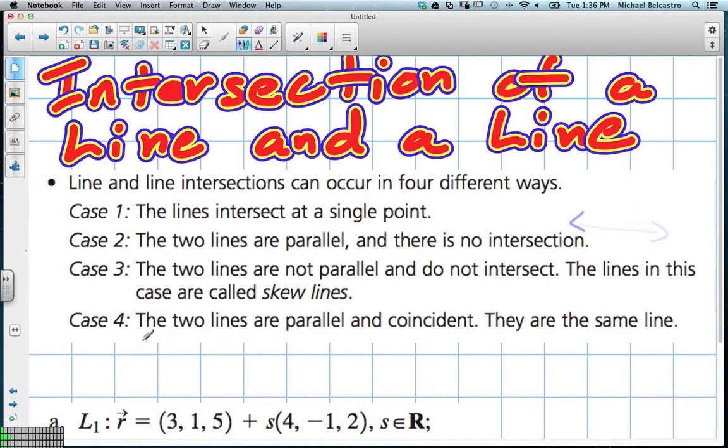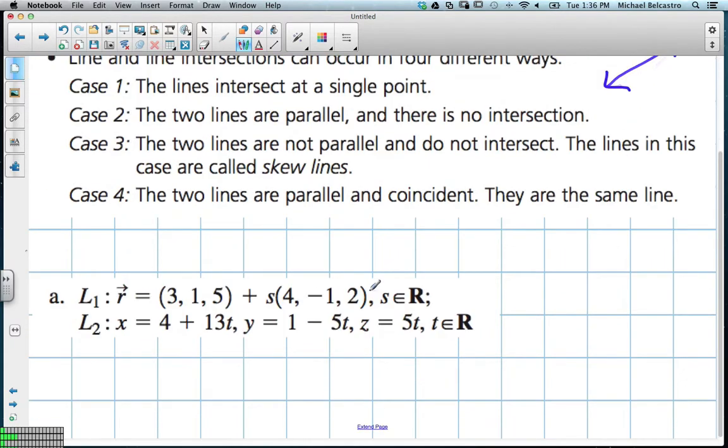And finally, case 4 is the 2 lines are parallel and coincident, which means you just have the same line, which is essentially a scalar multiple of the other. Okay, so those are our 4 cases. We have a question down here we're going to work with.